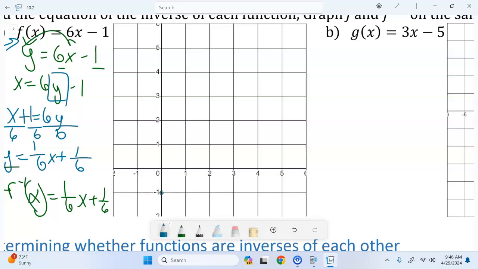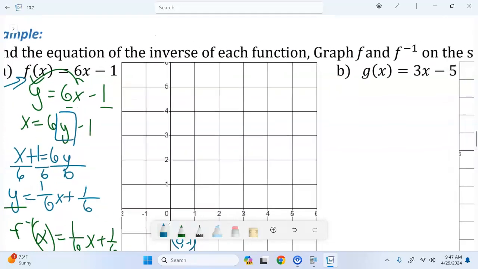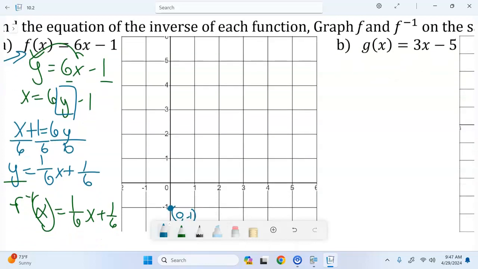Zero, negative 1. Okay, so I have the point 0, negative 1. How do I get my next point? 1, comma 1. How do I get my next point? We're still on this one. We're graphing y equals 6x minus 1. I'm starting at negative 1. How do I find my next point?